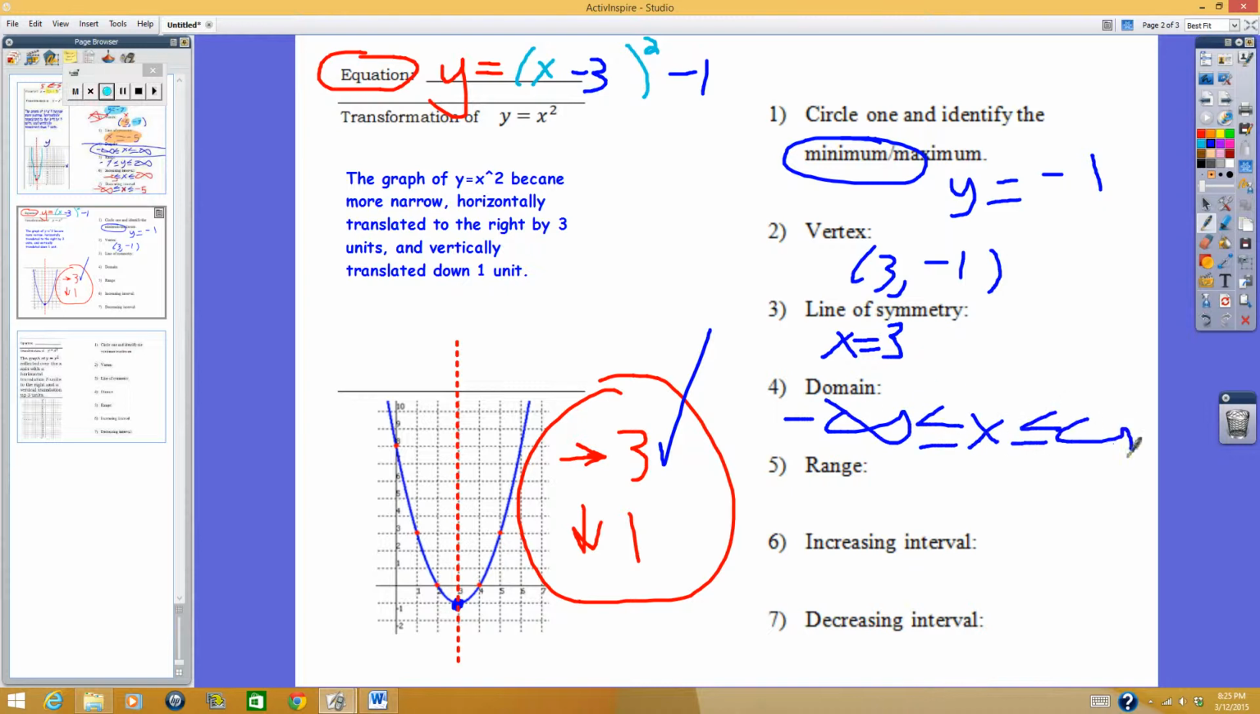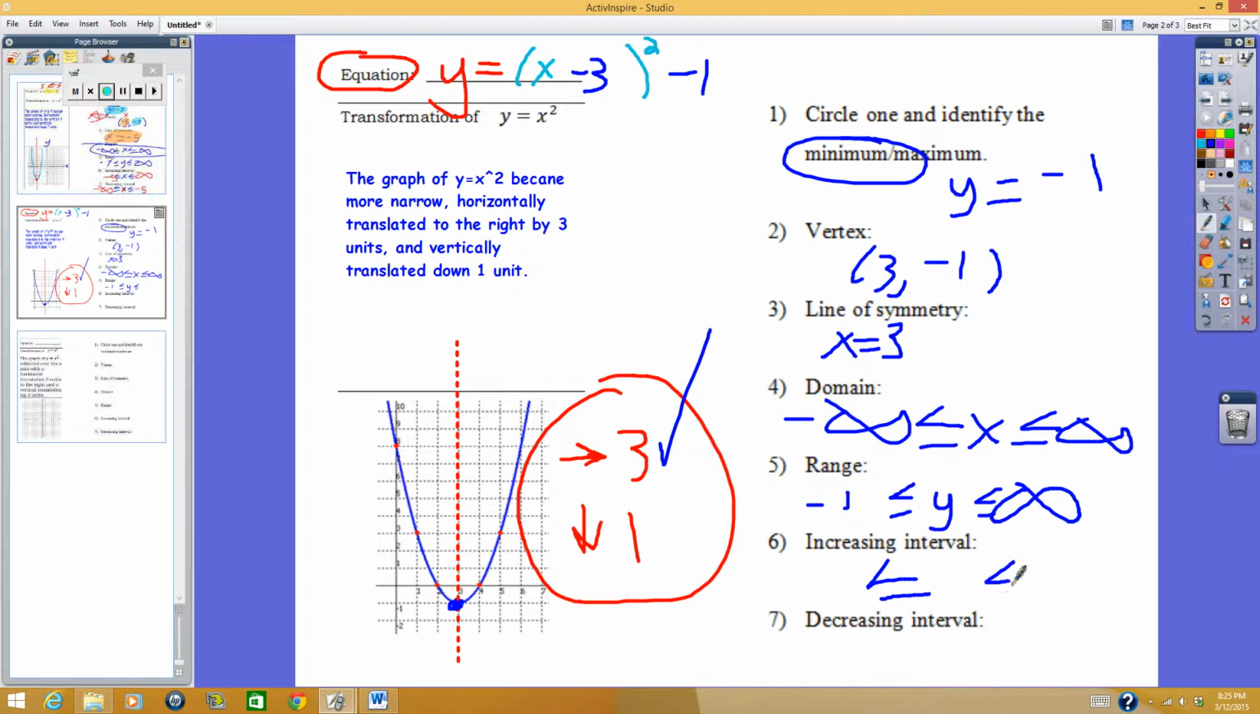Always. I shouldn't say always, but a majority of the time. Range, you're looking up and down, so it's going to be the letter Y. The lowest to the highest, right? I can actually see the lowest again in this one, which is right here. And I'm looking at my Y's, so that's -1. And it's opening upwards, right? So it's going to keep going until infinity.